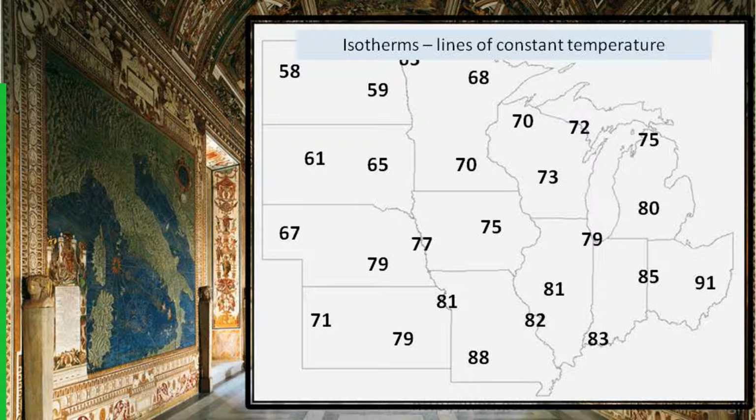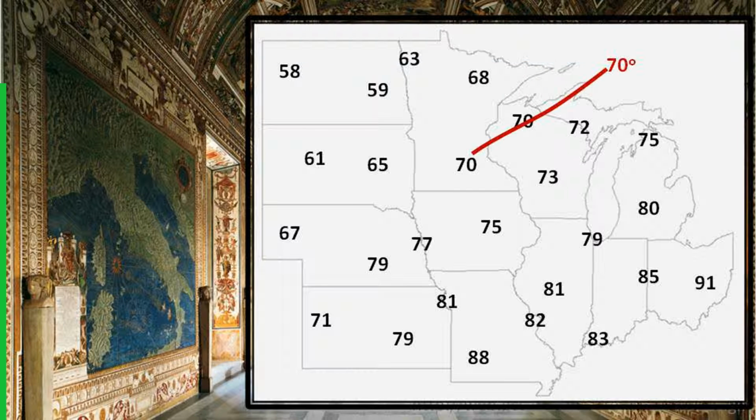There's going to be a contour line that represents, let's say, 70 degrees Fahrenheit. And everywhere on the line that is 70 degrees Fahrenheit, the temperature is 70 degrees. On one side, all the temperatures are less than 70 degrees, and on the other side, all the temperatures are more than 70 degrees. Let's actually use 70 degrees in our example here, since we can see that we have a range here of 58 degrees in North Dakota to as much as 91 in Ohio.